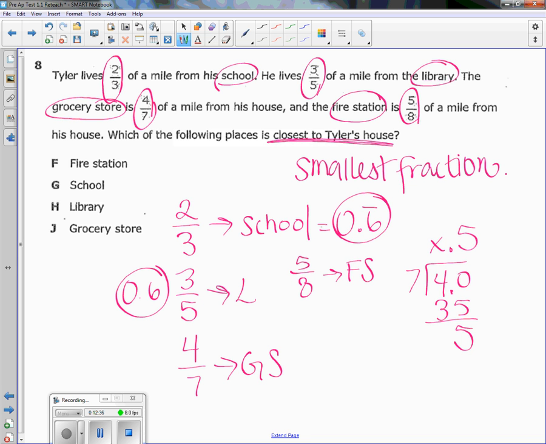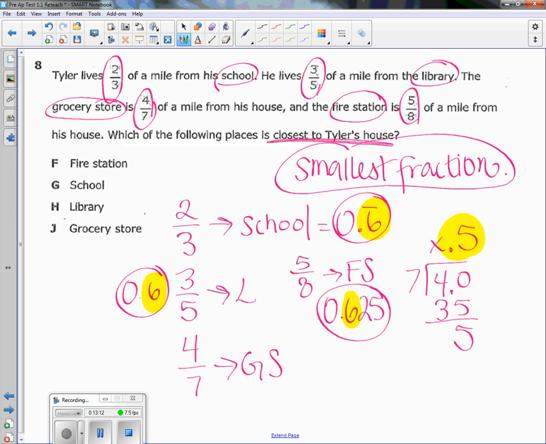But if I'm smart, I can realize that all of our other numbers have a 6 in the tenths place, right? Oops, I erased that one. But our 5/8 was 625 thousandths, so let me rewrite that. So again, this one has a 6 in the tenths place. A 5 in the tenths place is obviously going to be less than. So we want to know what's the smallest fraction. Therefore, it's going to be our 4/7, or the grocery store. So the correct answer is answer choice J.